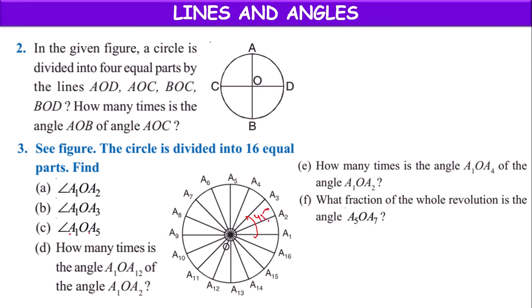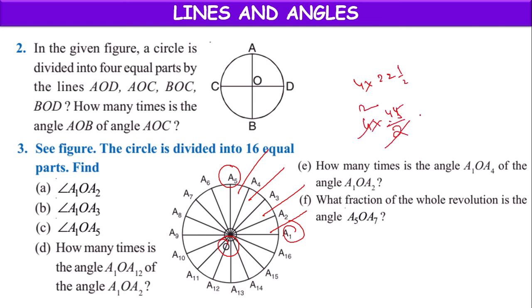So A1 O A5. How many parts? 1, 2, 3, 4 parts. Means 4 into 22 and a half, or 4 into 45 by 2. 2 2s are 4, 2 into 45, 90 degrees is the answer.